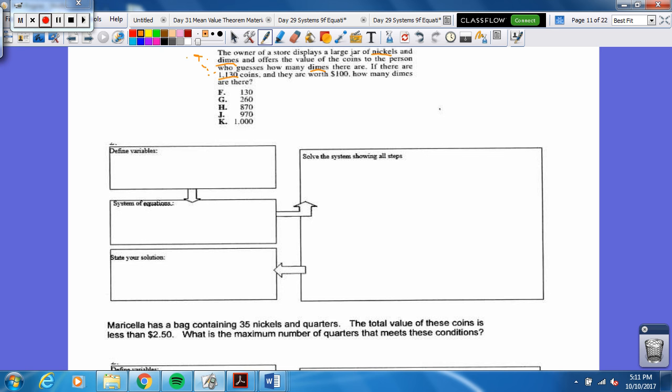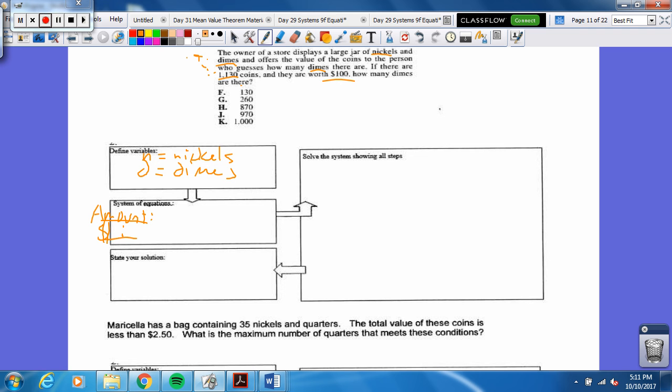If there are 1,130 coins and they're worth $100, ooh, I'd love to earn $100 by guessing correctly. How many dimes are there? All right, so let's say N is nickels. I could say X, but N is easier to remember. D is dimes. Okay, got that. So generally with these problems, you have an amount equation and you have a money equation.